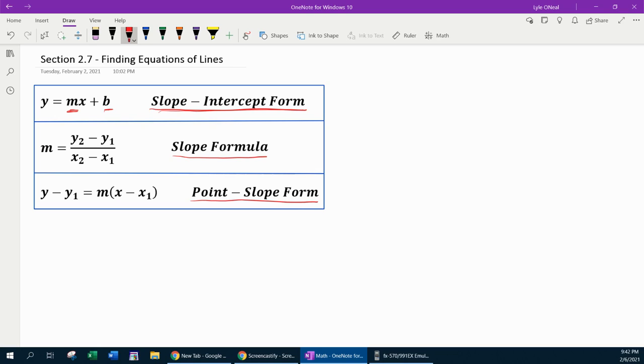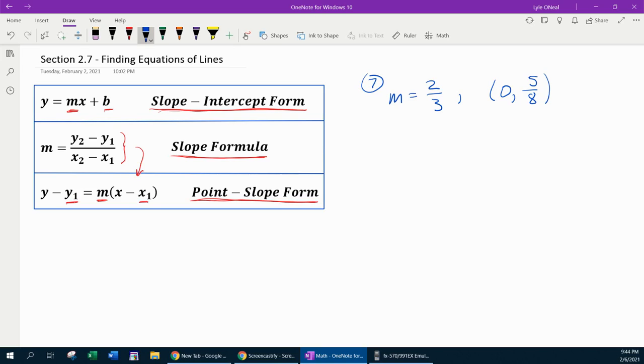And point-slope form is one of my personal favorites because it's useful if you know a point and the slope. So x1, y1 would be a point on the line, and m would be the slope of the line.